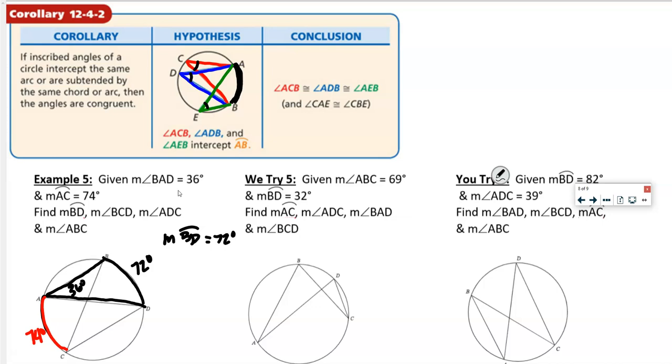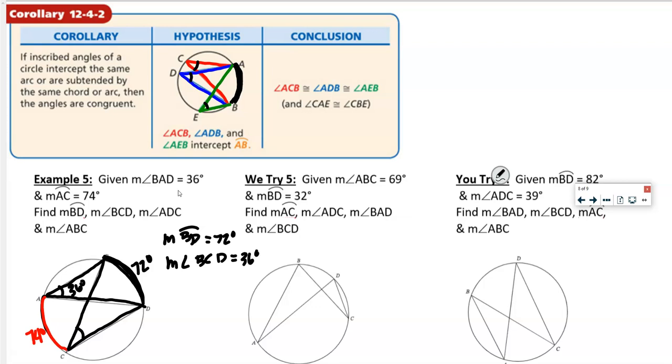And then it asks me for BCD. BCD. Wow, look at that. It's subtended by the same arc, isn't it? So those angles must be congruent, right? Those both have to be 36 degrees. So the measure of angle BCD is equal to 36 degrees as well.